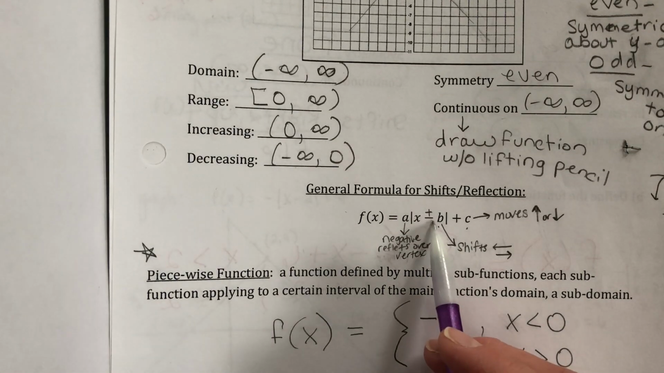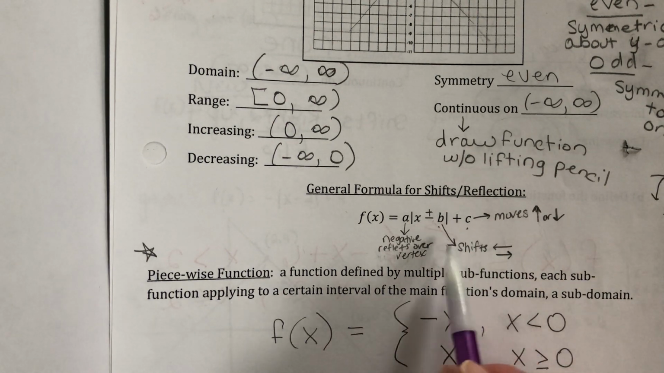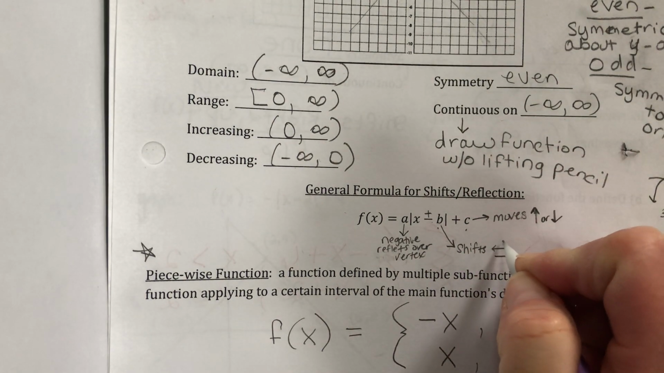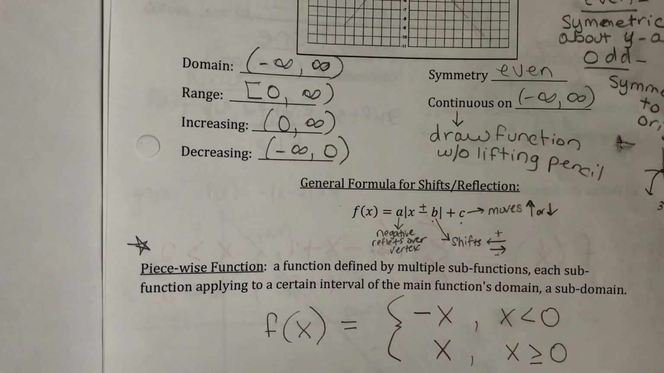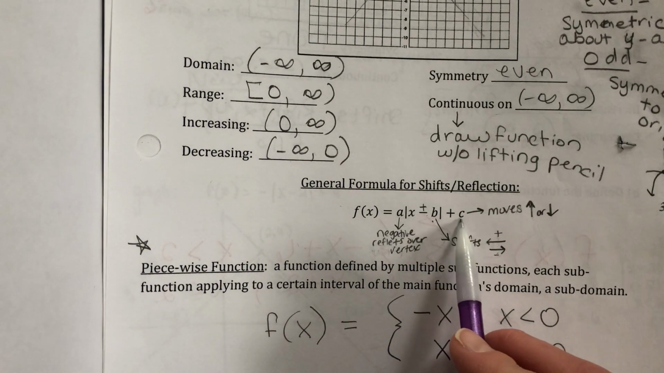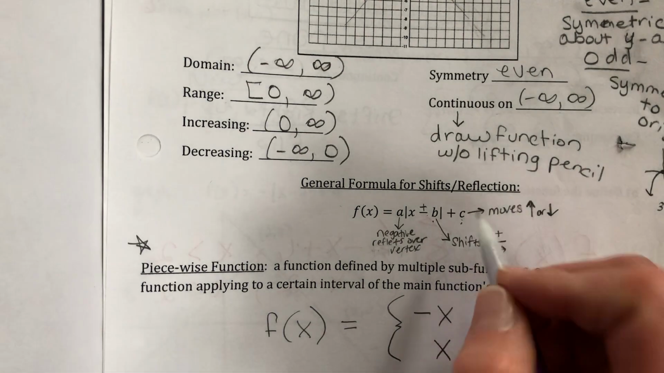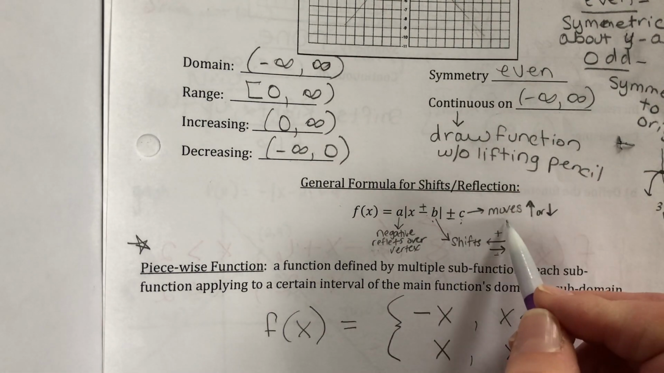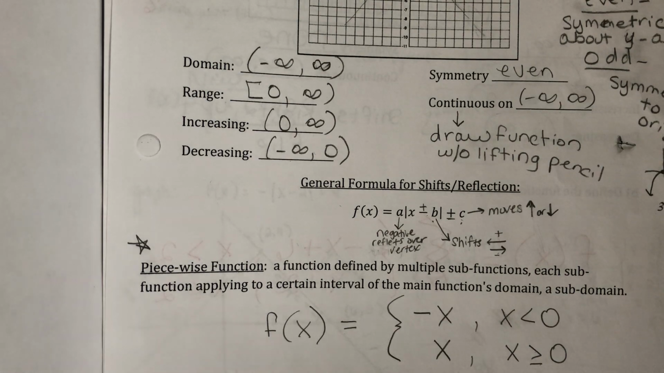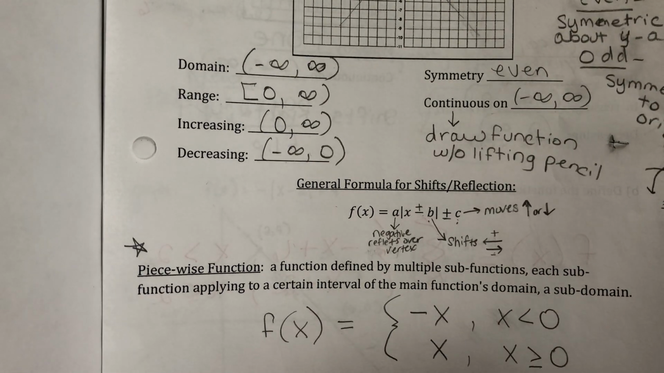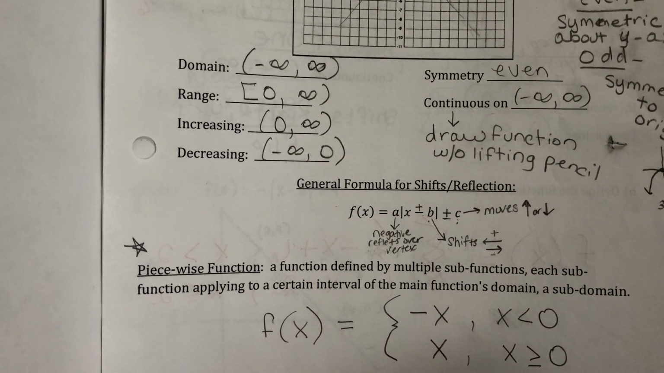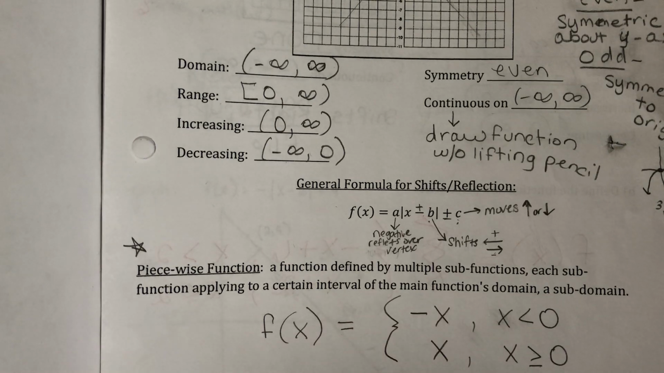Remember, when you add or subtract to the x variable, that moves the graph right or left. If it's moving left, it's got a positive, and if it's moving right, it's got a negative. And if you add or subtract a number to the end of the equation, I can say plus minus here, that moves a graph up or down. So those are just basics of any shift or reflection. So keep that in mind. That works for every single type of graph, the A, B, and C values I'm talking about.